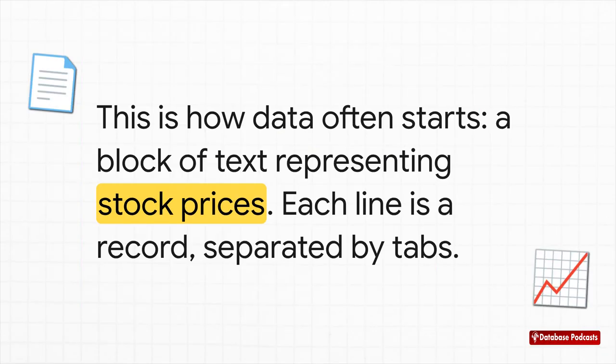Now, when you first open one of these files, say a tab-separated file with stock prices, it kind of just looks like a messy block of text. I mean, you can see the pattern, right? Date, stock symbol, then the price. But it's not really in a state that your code can just immediately work with.